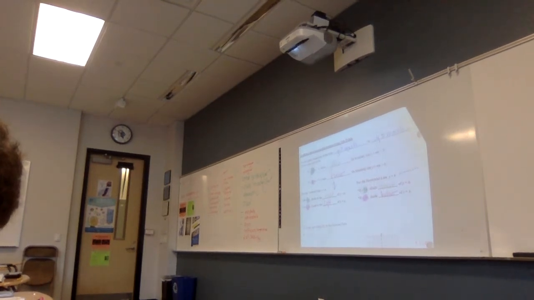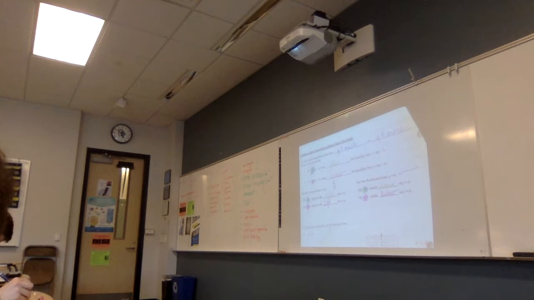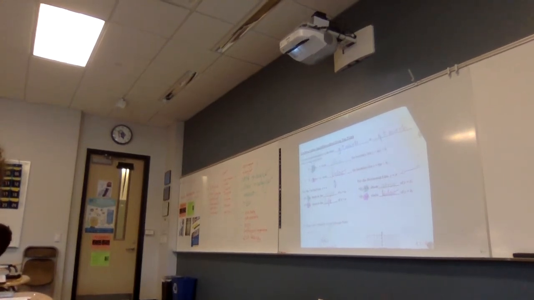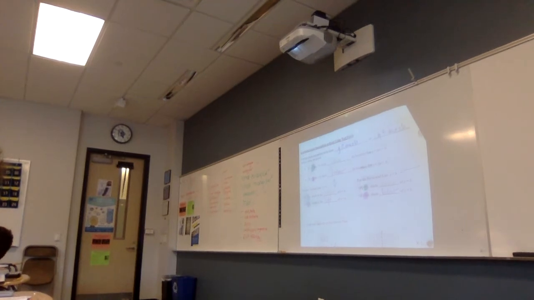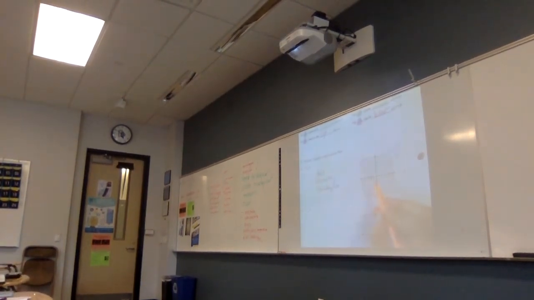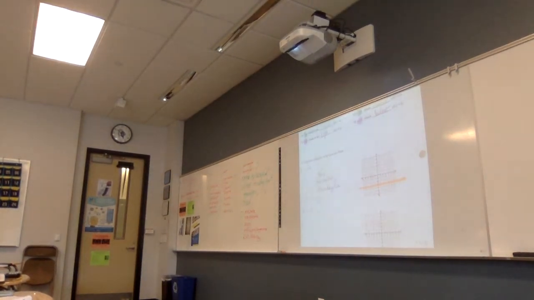Y is less than or equal to -3. First, tell me something about the boundary line. Solid. It is a solid, what kind of line? Horizontal boundary line. Can you scroll down? Yes. So I'm going to go to y equals -3, and I'm going to draw a solid horizontal line. And then since it's less than, I am going to shade which direction? Below.